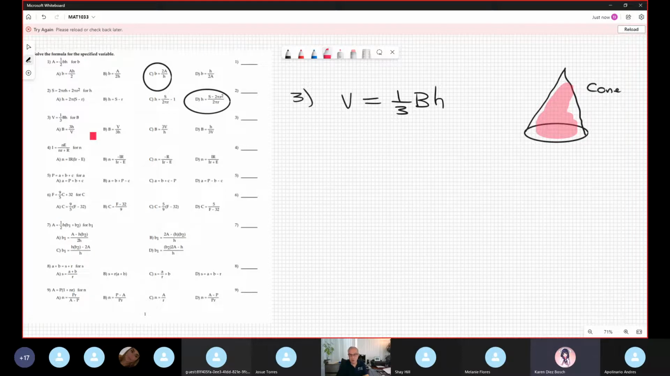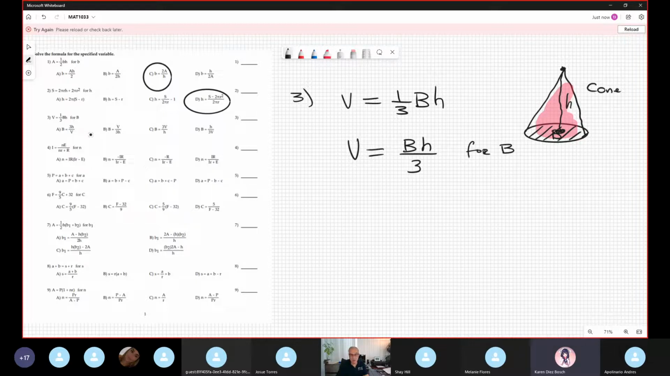However, who is B, who is H? B is the area of the base, so this surface. And H is the height, the distance from the center of the circle to the vertex of the cone. If you multiply B and H and divide by 3, it's equivalent. You find the volume. However, in this case, you need to isolate B. So solve for B.